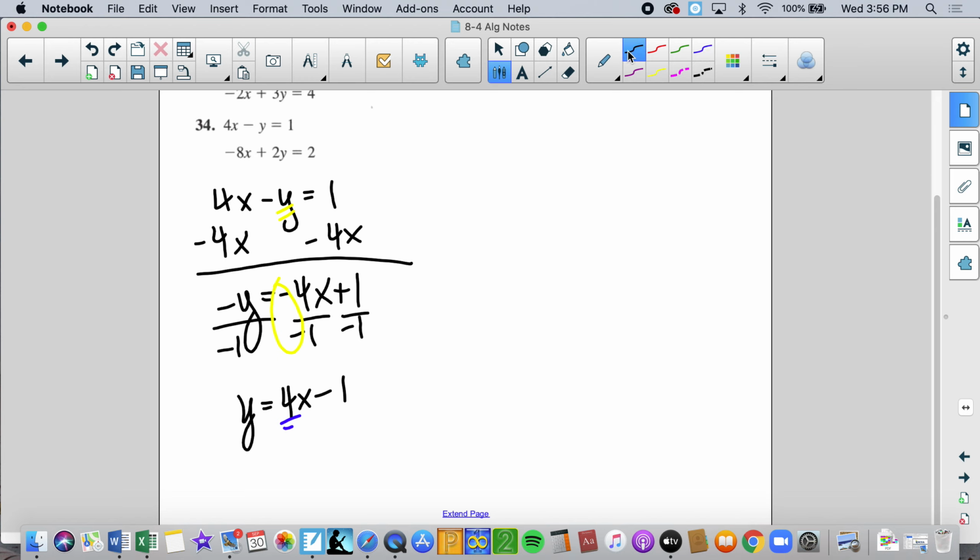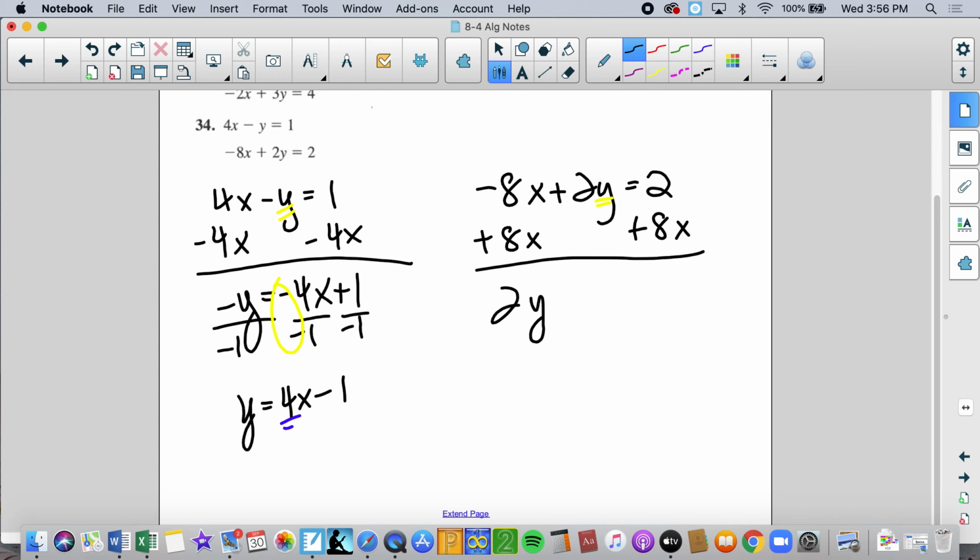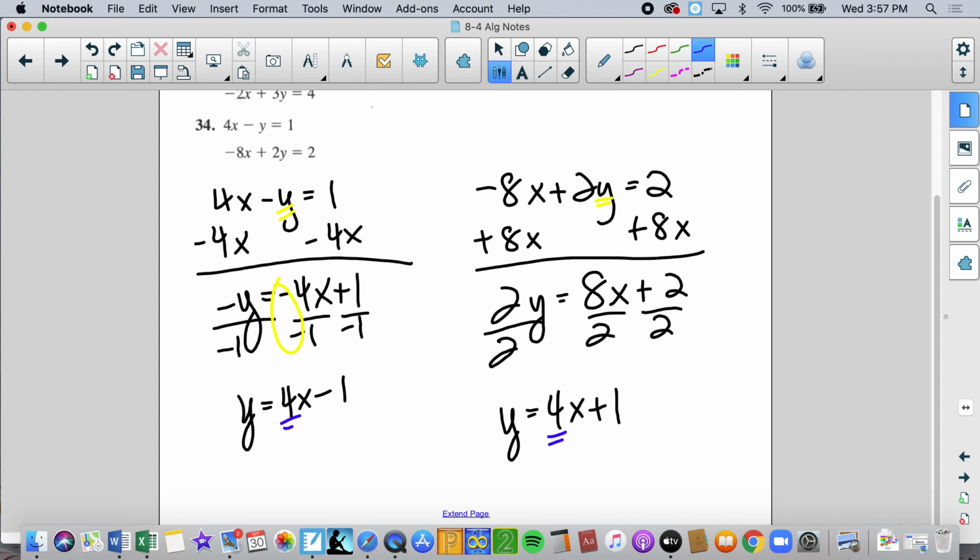Now we have our other equation, negative 8x plus 2y equals 2. We're isolating y, getting y by itself. We're going to add 8x. We get 2y equals 8x plus 2. We're going to divide by 2, divide by 2, divide by 2. And that leaves me with y equals 4x plus 1. We see that my slope is 4.